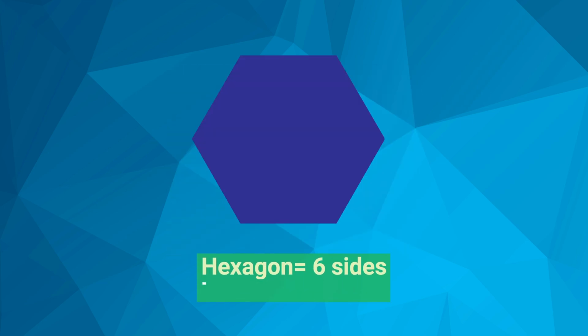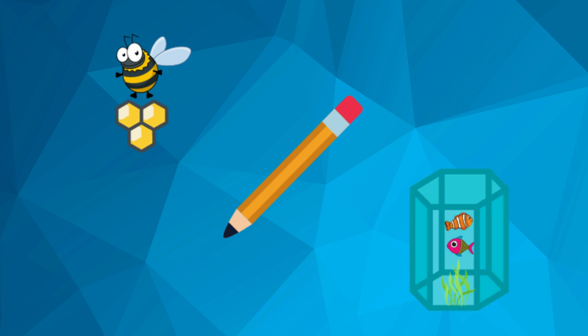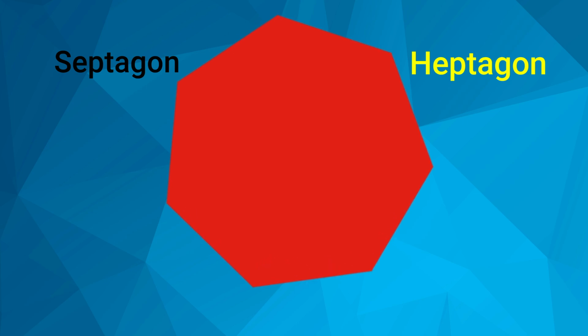A 6-sided figure is called a hexagon. Hexagons can be seen in beehives, pencils, and even fish bowls. 7-sided figures are very uncommon to find in real life, but they are either called septagons or heptagons.